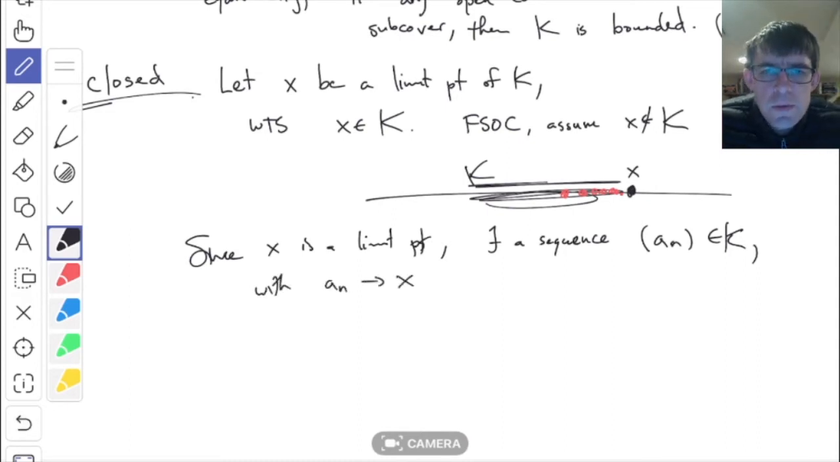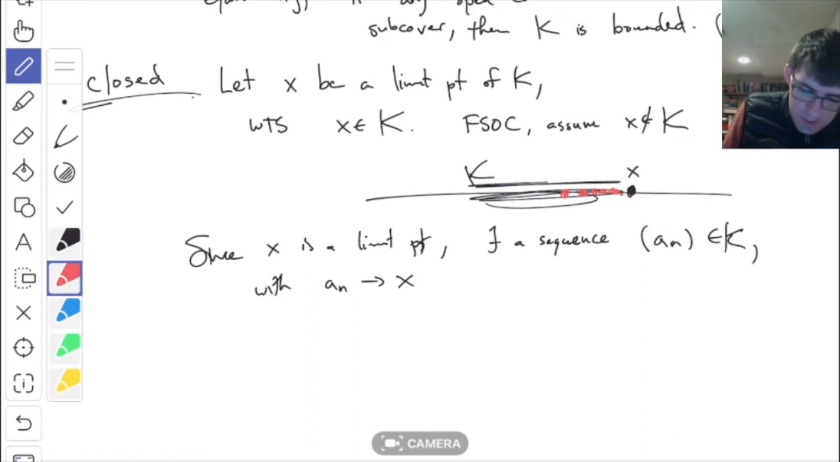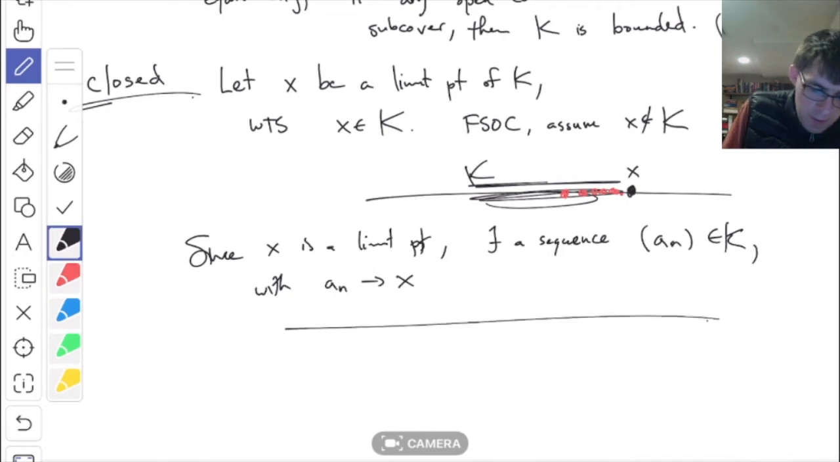All right. Now we have to use this open cover business. That's our hypothesis in this part of the theorem: if every open cover has a finite subcover, then the set must be closed. How do we make an open cover out of this? Actually, I'm going to zoom in on this picture.